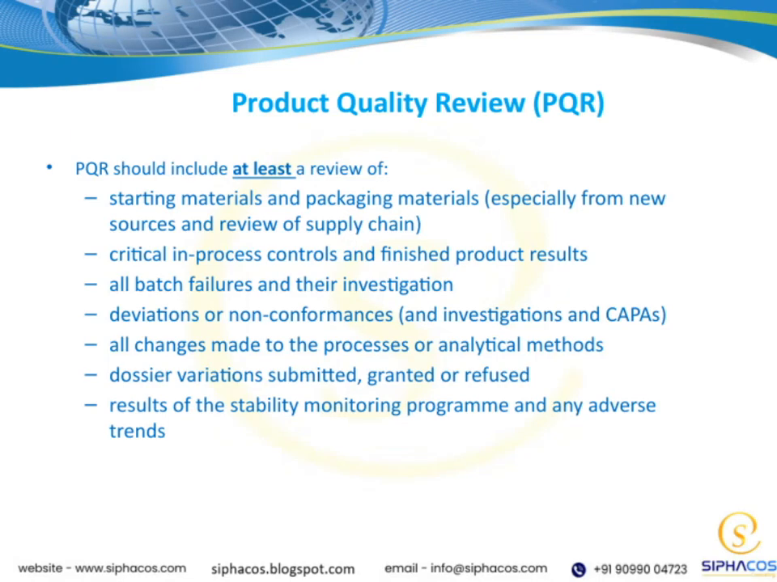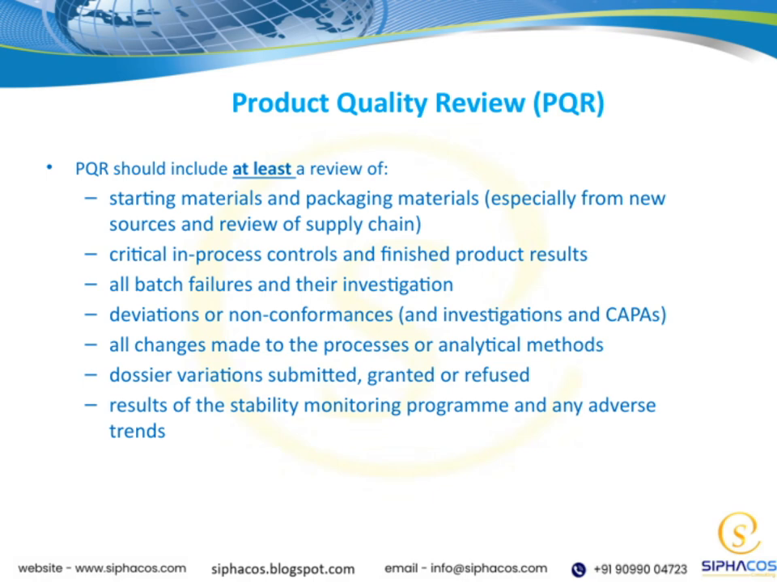First, it's important to review the starting materials and packaging materials, especially those from new sources, to ensure supply chain integrity and quality consistency. We need to look at critical in-process controls and analyze finished product results to verify that manufacturing is proceeding as expected. Additionally, all batch failures and their investigations should be thoroughly documented. This helps us identify any patterns or issues that require attention.